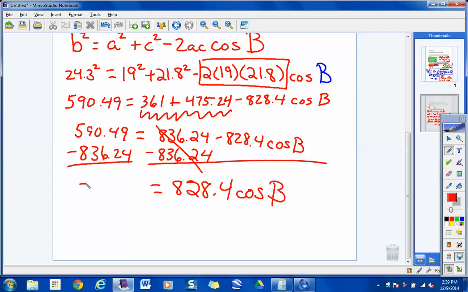I typed in, yeah, I typed right. Negative 245.75. Okay. Think of the cosine of B as like an x. Cosine of B is like an x. What could I divide both sides by? By the way, what kind of 828.4 should I have here? Negative. So this should be negative right down there. Okay. What are you going to divide both sides by now to get the cosine of B all alone at this point? You got just the negative. You're going to divide both sides by negative 828.4.